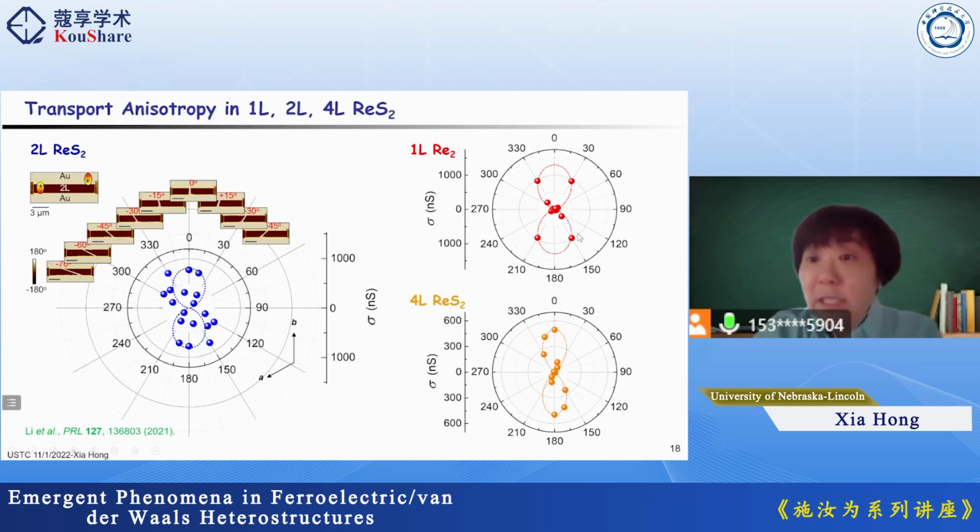Also, if you look at the data, they don't have a mirror symmetry around 0 degrees. This is because of the low symmetry of this device; it doesn't have a mirror plane. The only symmetry it has is inversion symmetry. Another interesting observation is that when we increase the layer number, the sample becomes more anisotropic. We observe a much higher anisotropy in the 4-layer rhenium disulfide sample.